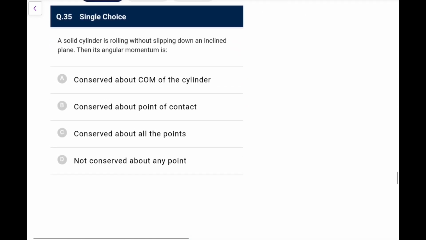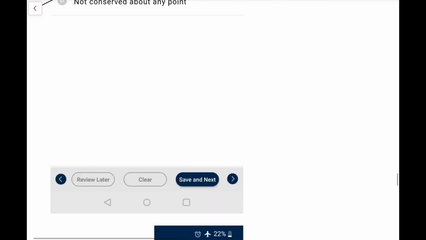Solid cylinder rolling without slipping down an incline, then its angular momentum is, what we can say: conserved about COM, conserved about point of contact, conserved about all the points, or not conserved about any point. Here the angular speed and linear speed both keep on increasing, so it is not conserved about any point. Even about the point of contact, mg sin theta will be producing torque. About the CM, the friction will be producing a torque, so it won't be conserved about any point.